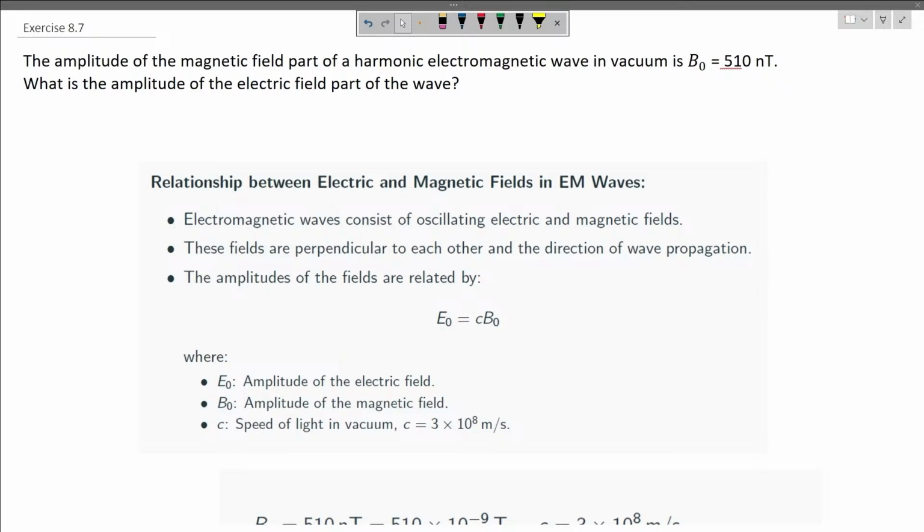The question says that the amplitude of the magnetic field part of the harmonic electromagnetic wave in vacuum is B naught equals 510 nanotesla. What is the amplitude of the electric field part of the wave?